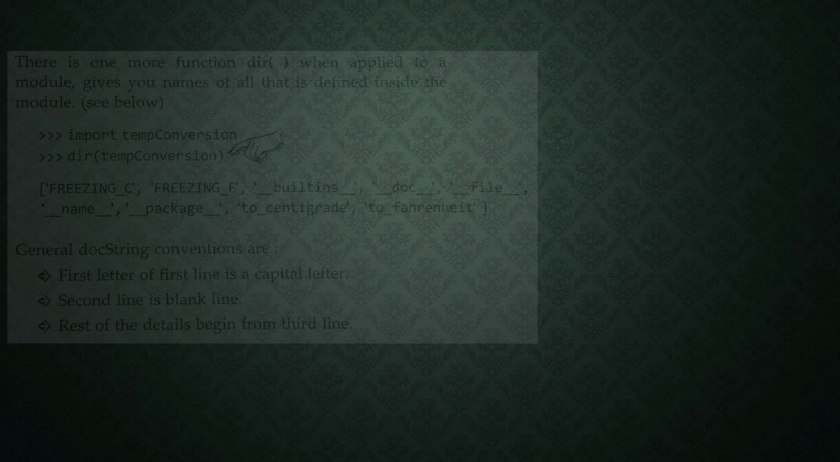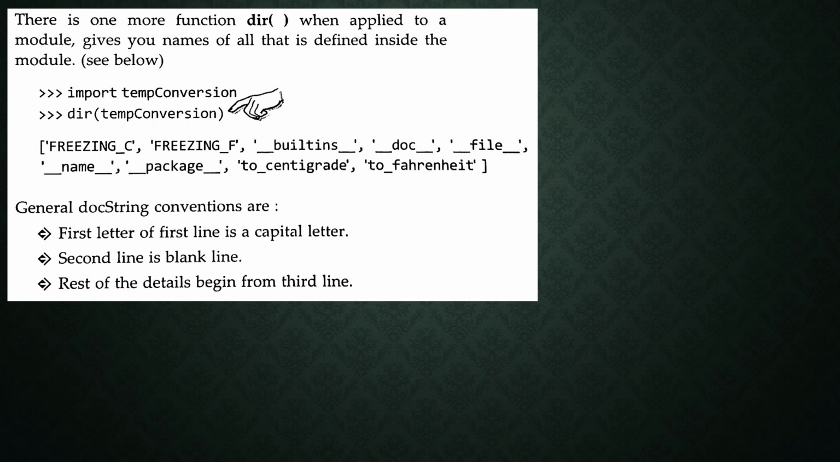Next, move on to one more function, dir. When applied to a module, dir gives you the names of everything defined inside the module. So what are the constants defined inside that module? What are the functions defined inside the module? What are the packages used? What are the documents? What are the files? What is the name? All those things will be displayed if you use dir along with that file name or module name.